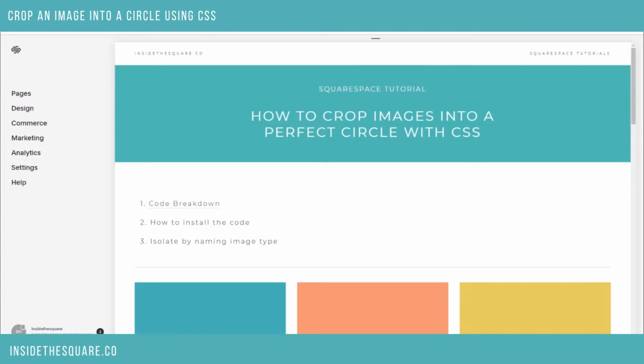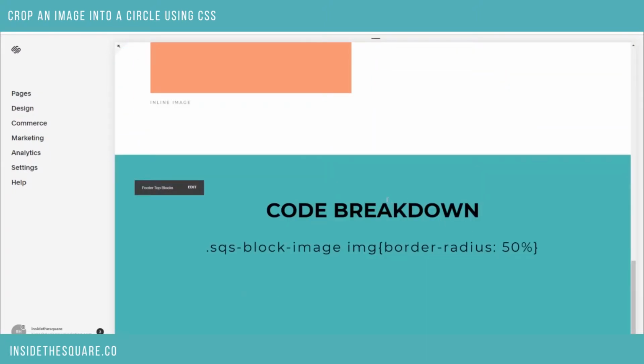Today, I'd like to show you how you can use CSS to crop an image into a perfect circle. Sounds pretty cool, right? It's actually really darn easy. Now this is a quick video, but I've got 3 points to cover. The first is a quick code breakdown so you understand how it works. Then I'll show you how to install the code, and then I'll teach you how to isolate by naming the image type.